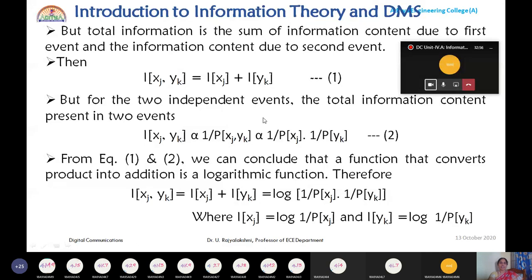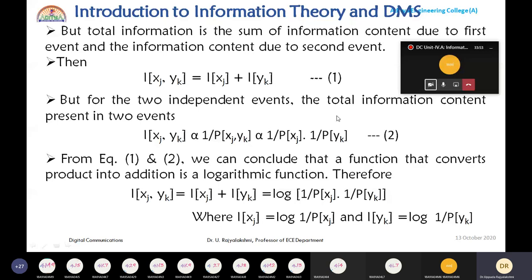For two independent events, the total information content present in the two events, from the last slide, I told you that I of Xj comma Yk is proportional to 1 by P of Xj comma Yk. Because the two events are independent, you can write P of Xj comma Yk as the product of individual event probabilities, P of Xj into P of Yk. So splitting, we get 1 by P of Xj into 1 by P of Yk. Remember these two equations. What is equation 1? I of Xj comma Yk is equal to I of Xj plus I of Yk. What is the second equation? I of Xj comma Yk is proportional to 1 by P of Xj into 1 by P of Yk.